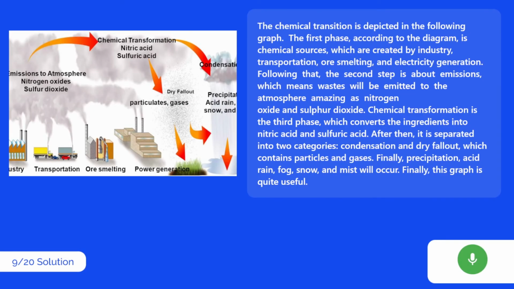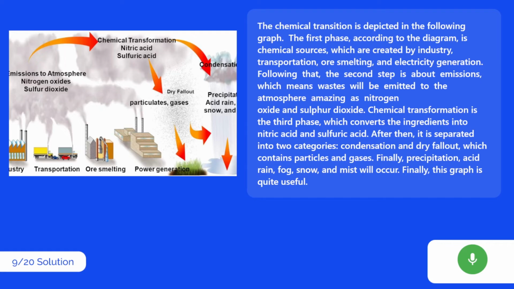The chemical transition is depicted in the following graph. The first phase, according to the diagram, is chemical sources, which are created by industry, transportation, or smelting, and electricity generation. Following that, the second step is about emissions, which means wastes will be emitted to the atmosphere, such as nitrogen oxide and sulfur dioxide.